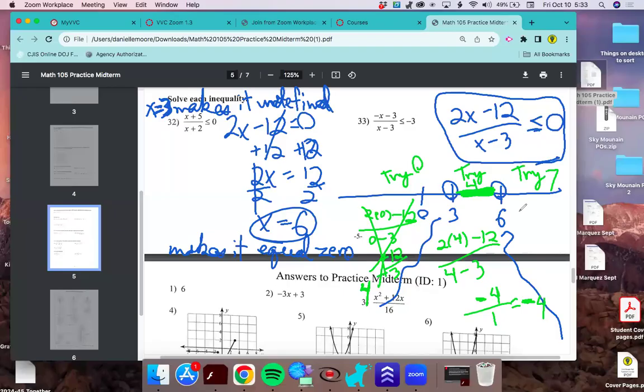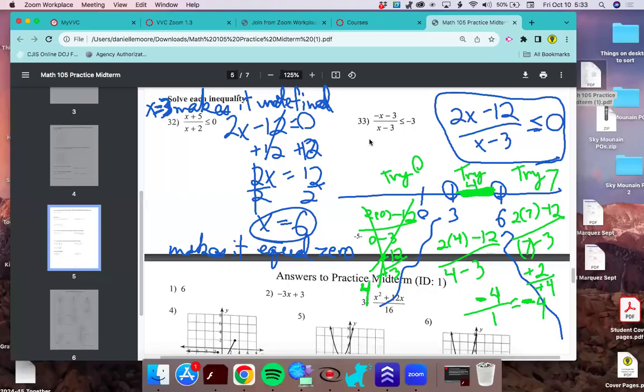Now we'll try a 7. 2 times 7 minus 12, and then 7 minus 3. And then let's see how that goes. 14 minus 12 would be a 2, positive. And then 7 minus 3 would be a 4, positive, and nothing negative about it. 2/4 is like a half, but it's a positive. So then I guess we'll just say that is not less than 0. No. And then we'll state our answer as such.